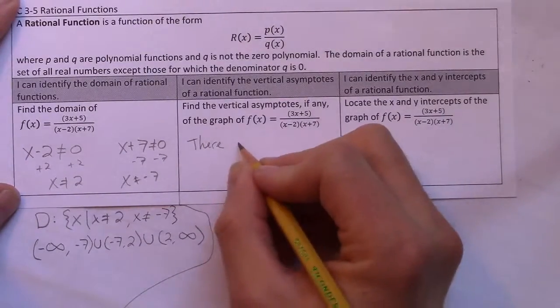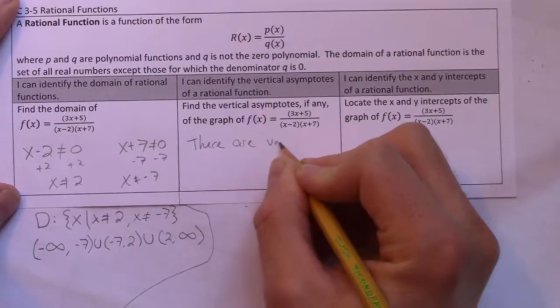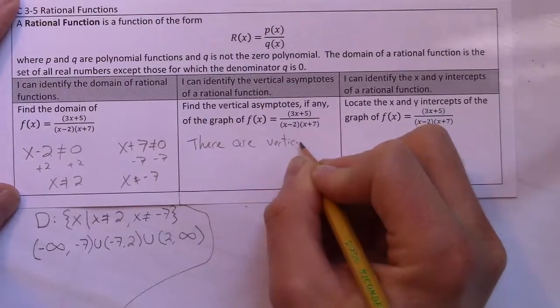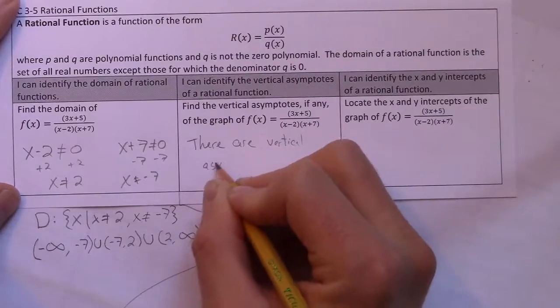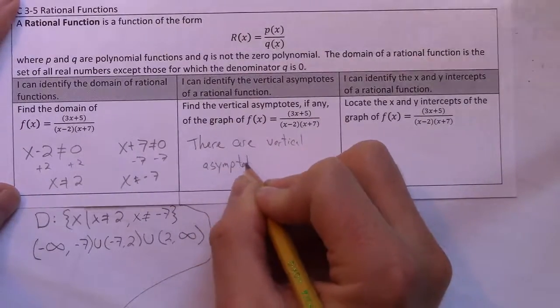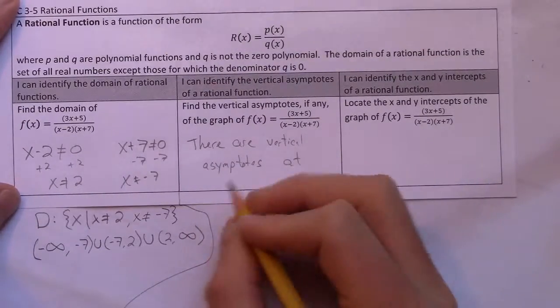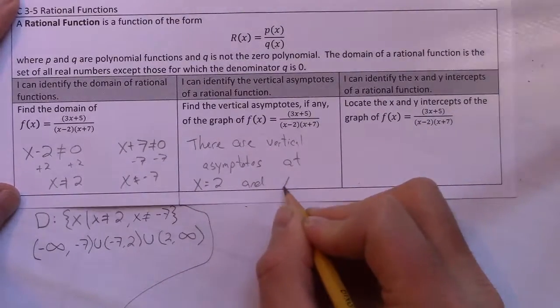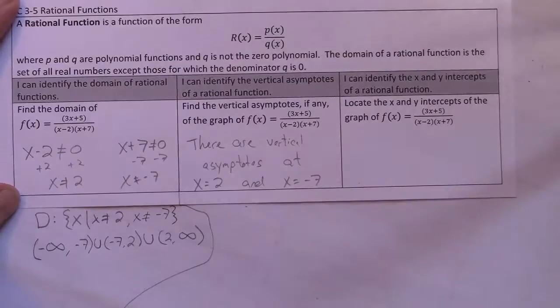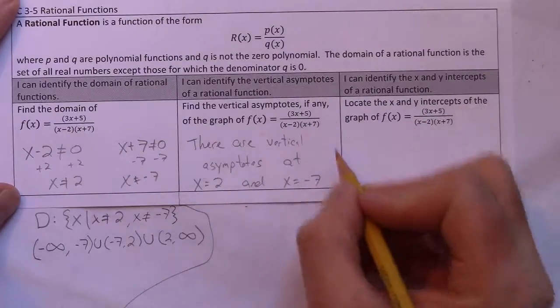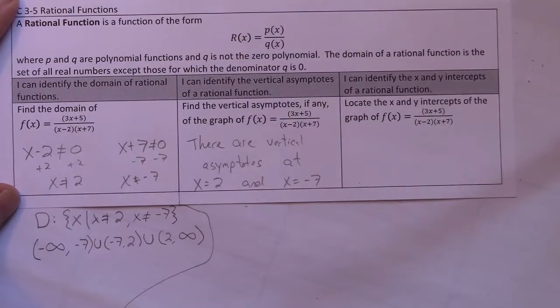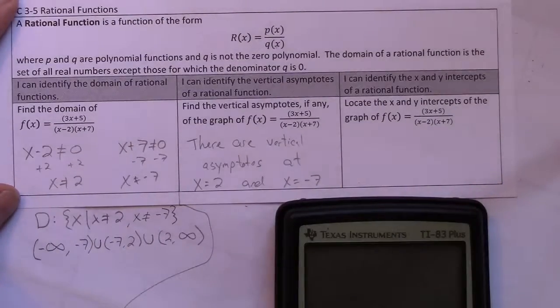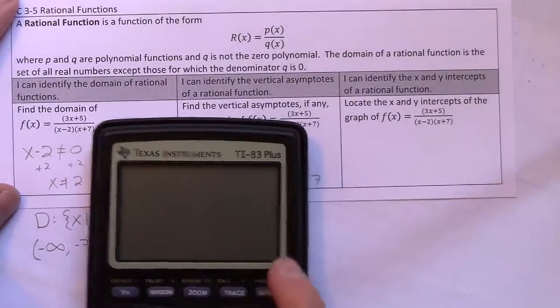So it turns out there are vertical asymptotes at x equals 2 and x equals negative 7. Okay? So if you forgot what an asymptote is, it's that dotted line we had when we drew a graph that the graph approaches. So I'm just going to show you on a calculator what this graph would look like.